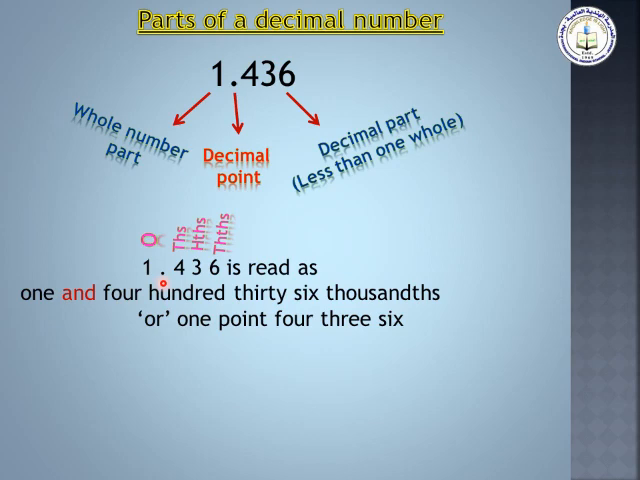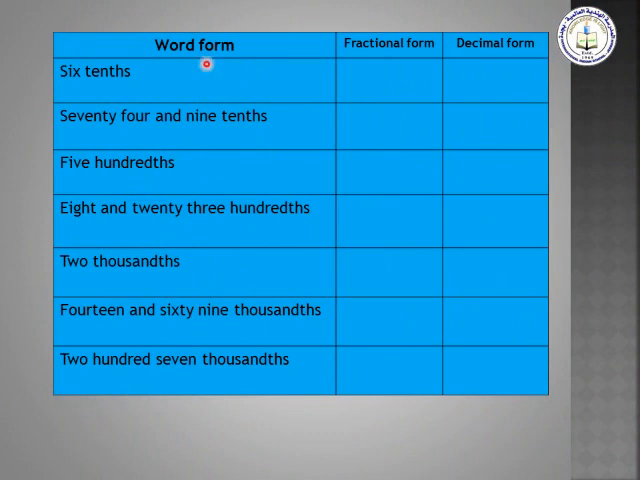The decimal point we can read as "and". After that 436. Then the place of the last digit is thousandths, so we should include that thousandths place also. So we can read 1 and 436 thousandths, or 1.436.